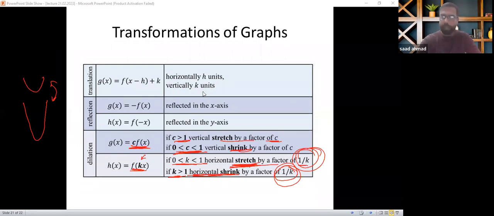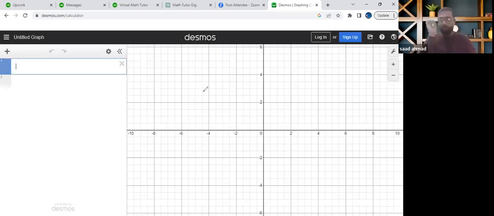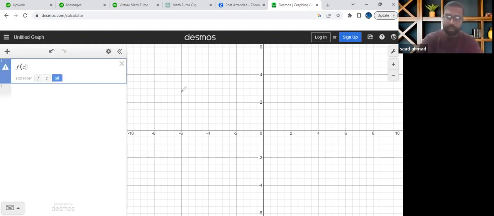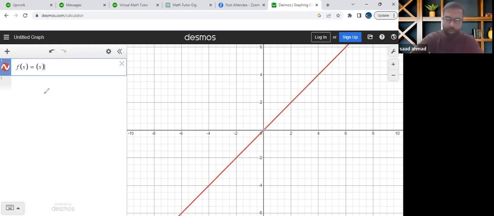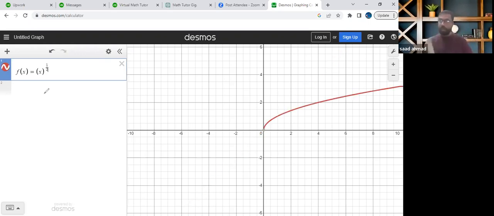This is a graphing calculator, Desmos, that you can even use for yourself. Let's say my function f of x is equal to the square root of x, I'm just writing it as power 1/2. That's what the square root means. So f of x is square root of x.